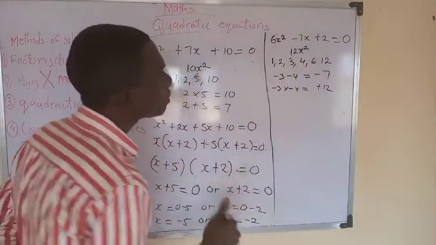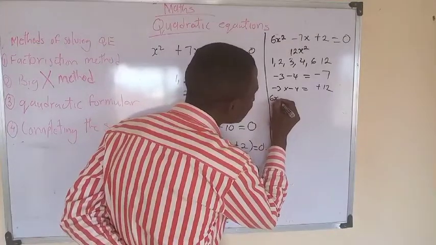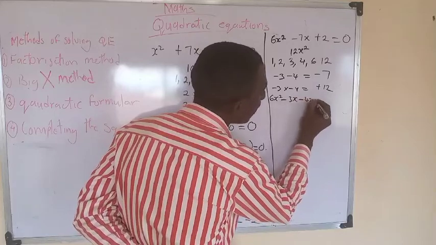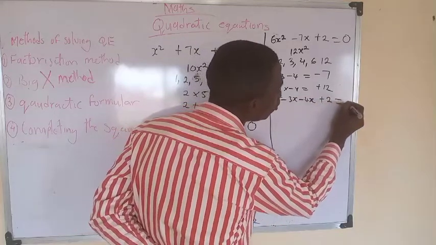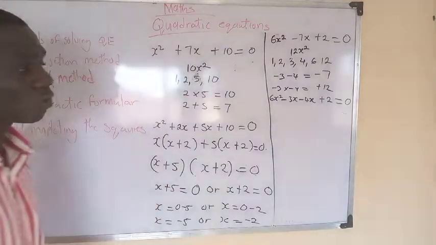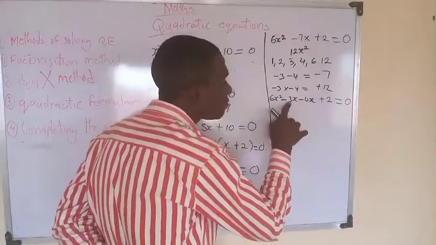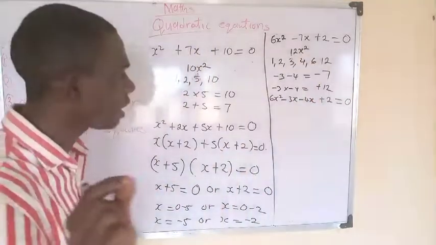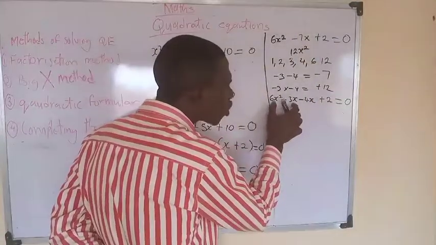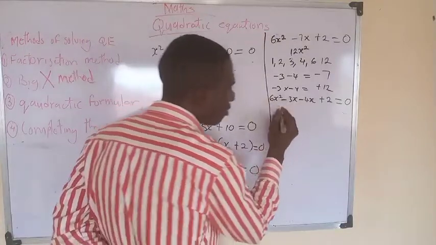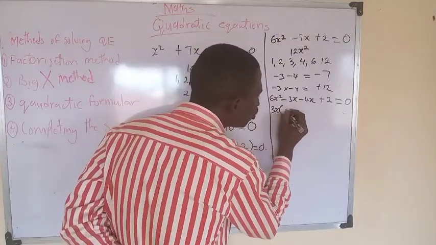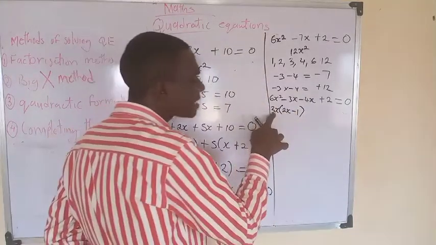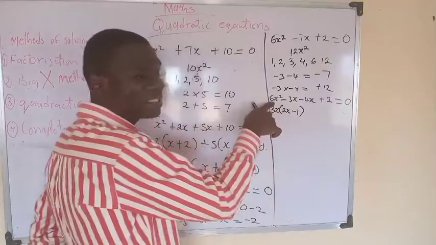Okay? So if I proceed further, that becomes 6x squared minus 3x minus 4x plus 2 equal to 0. Right? So all I did was, if I say minus 3x plus minus 4x, I will obtain minus 7x. Okay? So now, what is common between these two? 3. So I'll put 3x outside into 2x minus 1. So that if I say 3x times 2x, I will still have 6x squared.